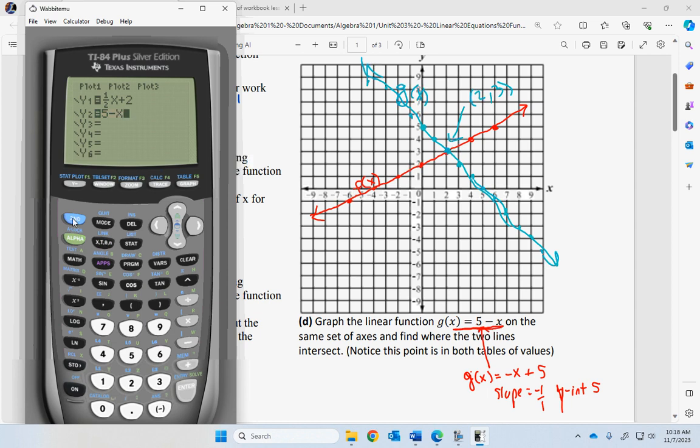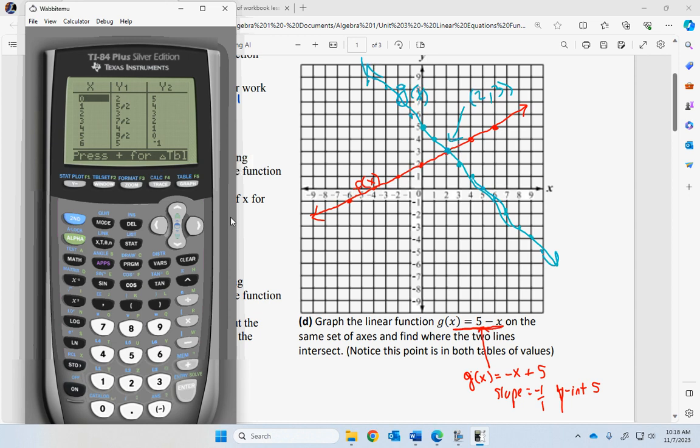And let's go to our table, which is second graph. And I think they intersect at the point 2, 3. If I look right here, I can see that an input of 2 has an output of 3 on the first graph and an output of 3 on the second graph. So they really do share that point, which means they really do intersect at that point.